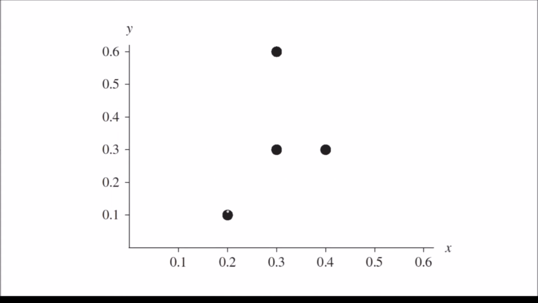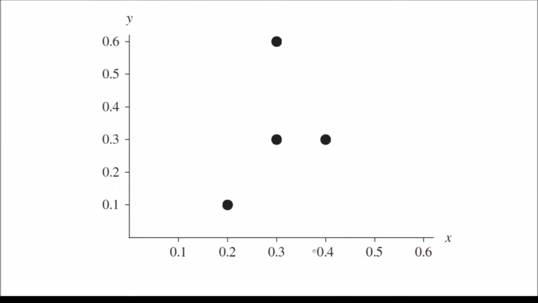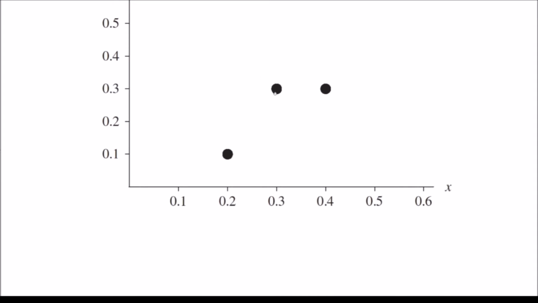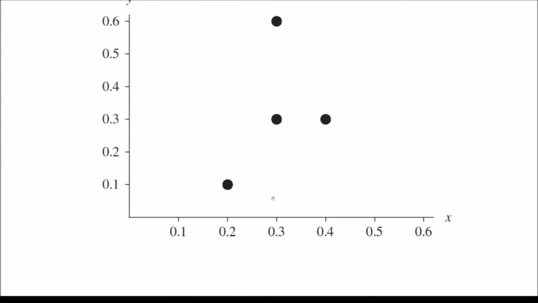So these are the data that I have. x is 0.2, and then y is 0.1; x is 0.3, then y is...; x is 0.4, and y is 0.3. So 4 and 3, and again I have x is 3 and 3, so it's 3 and 3 right here, and then again you have 3 and 6, so it's something like 3 and 6. So these are the points.